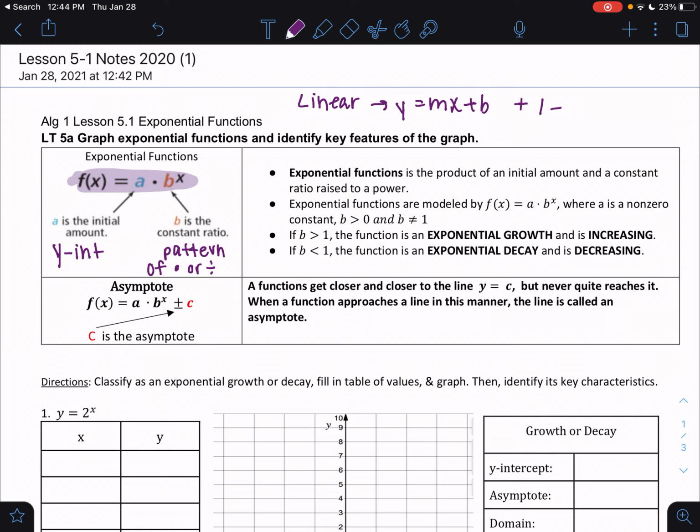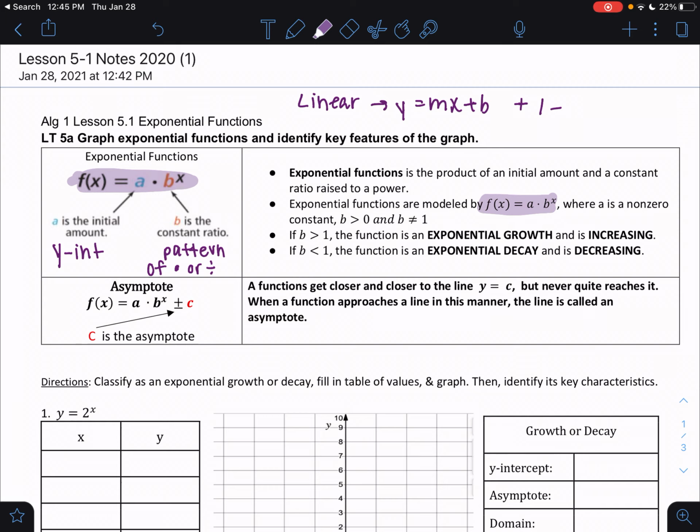So there are some things over here to the right that we're going to go over. Exponential functions are the product of the initial amount, which is our y-intercept, and a constant ratio raised to a power. That's the b, the multiplying or dividing pattern. They are modeled with this equation, f of x equals a times b to the x, where a is a non-zero constant, b is greater than 0 but not equal to 1. So b has to be greater than 0, but it cannot be exactly 1.